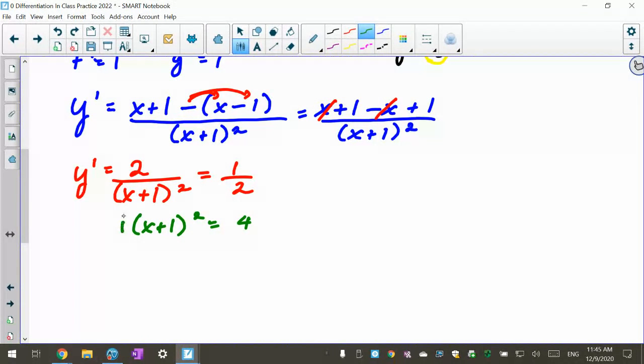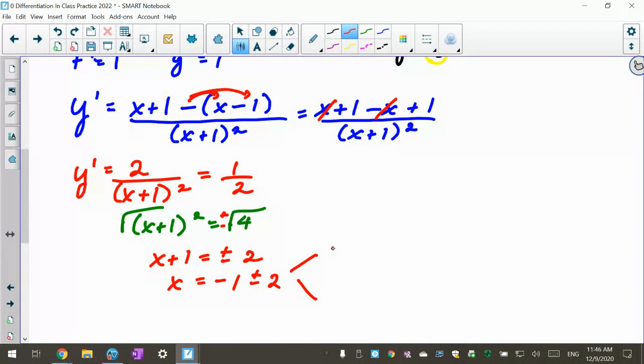If I take the square root of both sides, be careful. Remember, there's always a plus minus. So I have x plus 1 is plus or minus 2. Subtract 1 on both sides, so I have negative 1 plus or minus 2. So let's split that up.